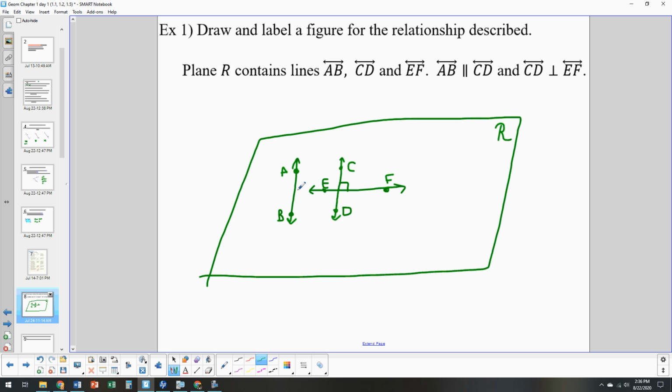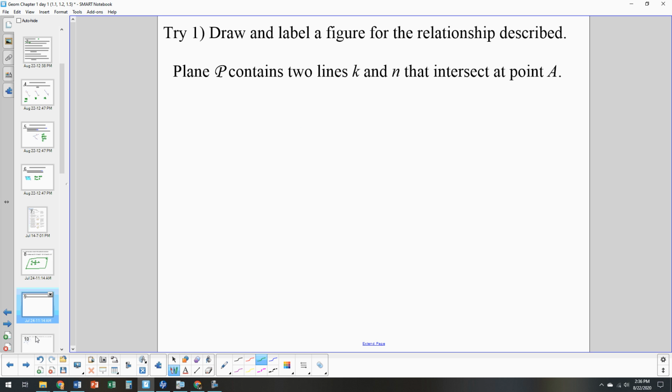I could have drawn the line to extend here, and it wouldn't make a difference. That would still be perpendicular to CD. It could be intersecting AB. That's fine. It just didn't tell us we had to draw it like that, so we're not going to. All right, so you're going to go ahead and answer this question as best you can in the program.